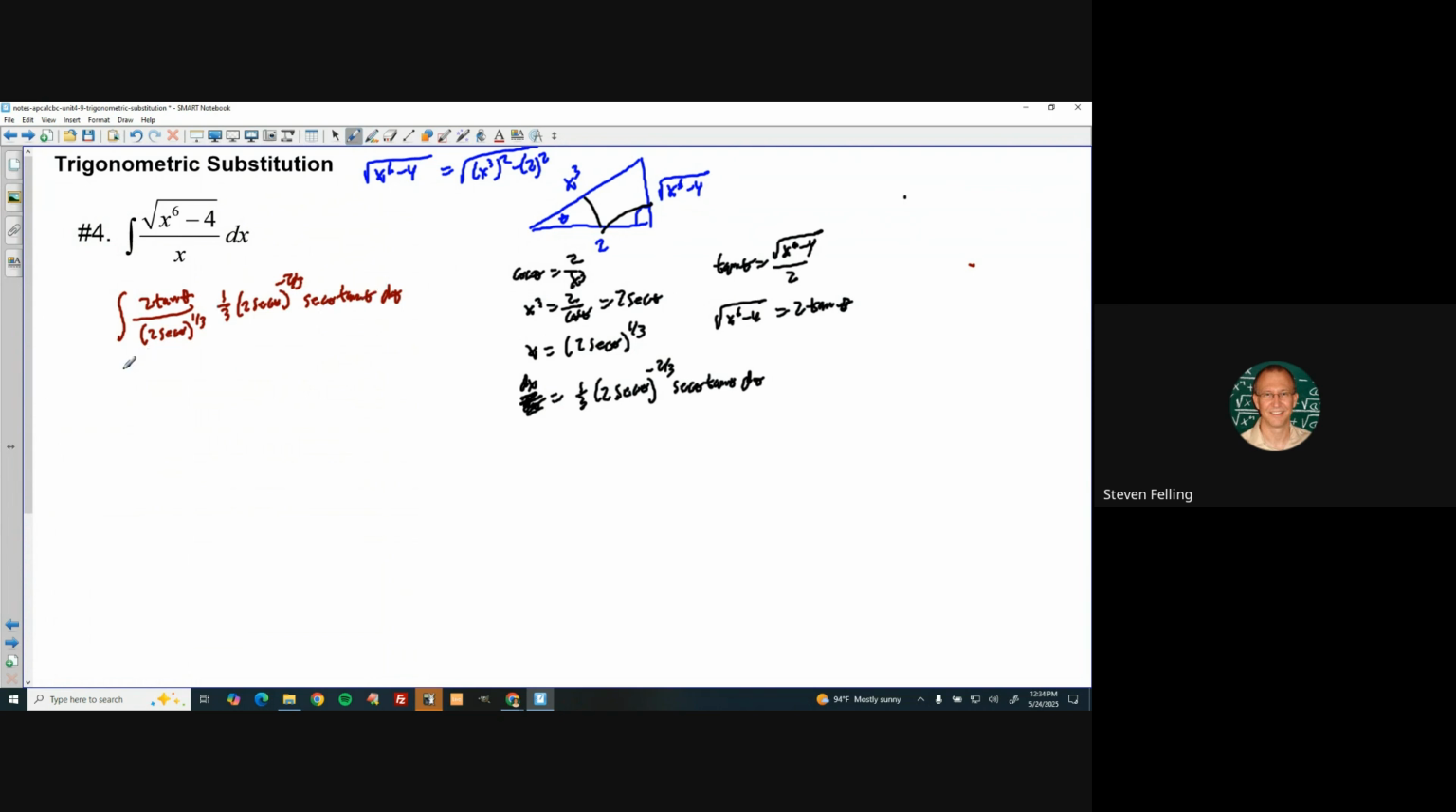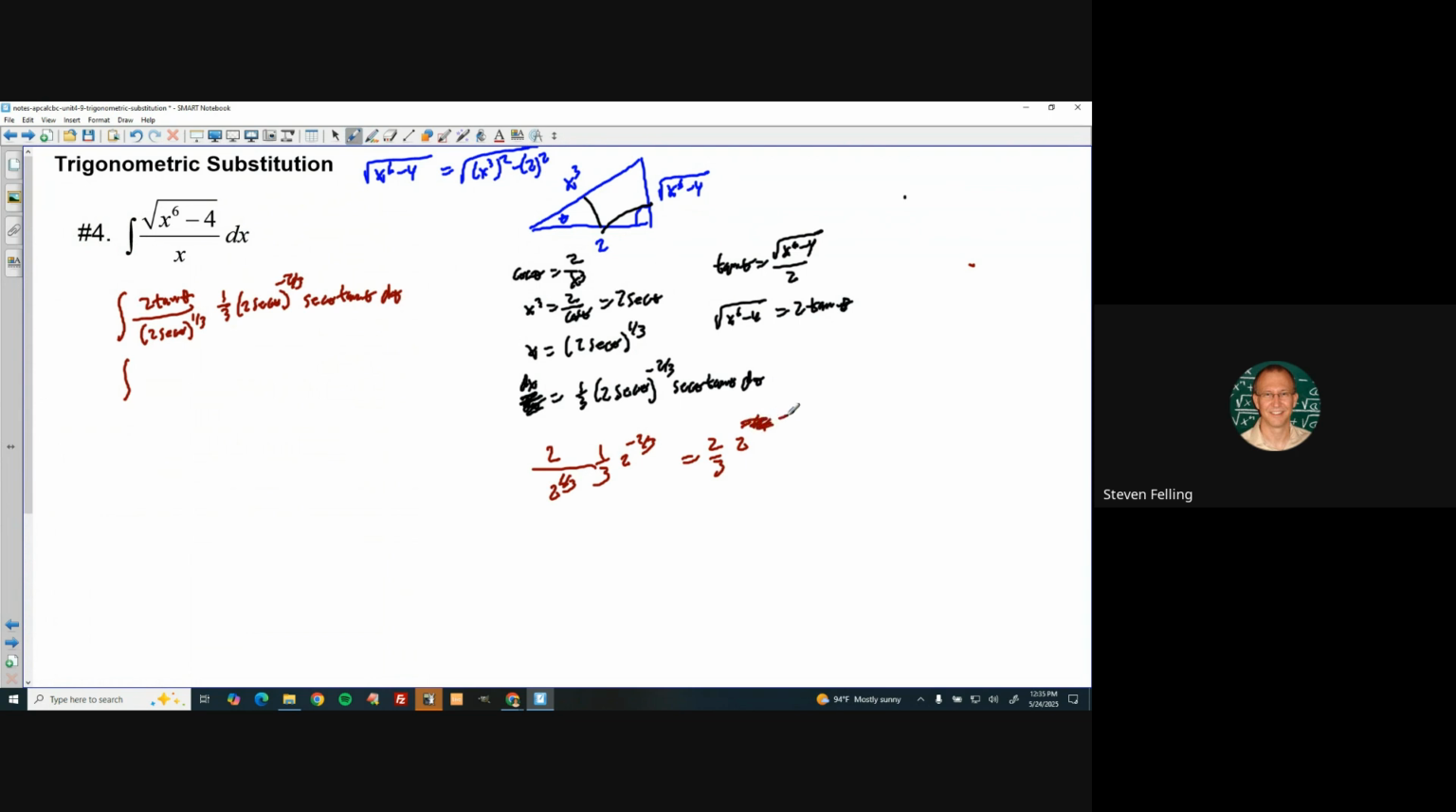Let's look at the constants first. We've got, let's see, a 2 from here. We have a 2 to the 1/3 power here. We have a 1/3. And then we have a 2 to the negative 2/3 power there. Right? So how could these things combine? That's going to be a 2 and a 1/3. And then we have 2 to the negative 2/3.